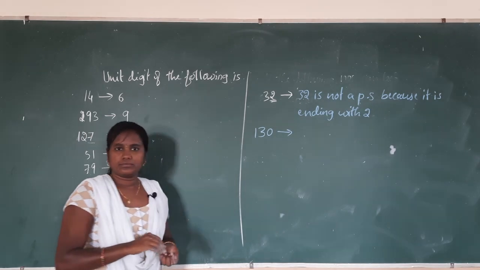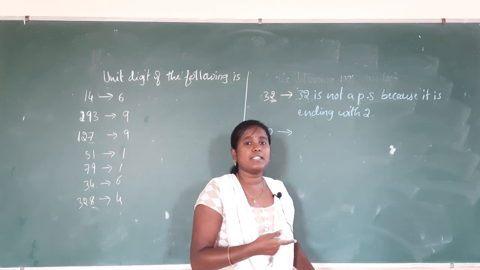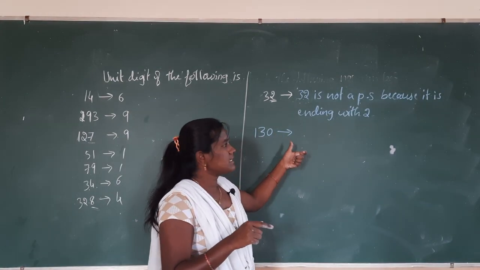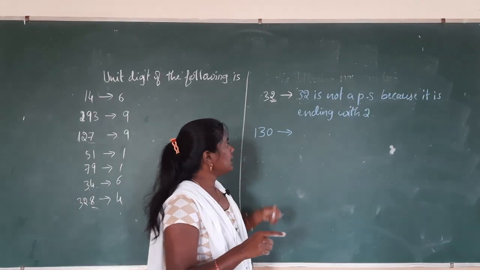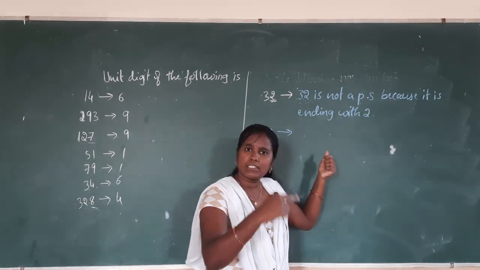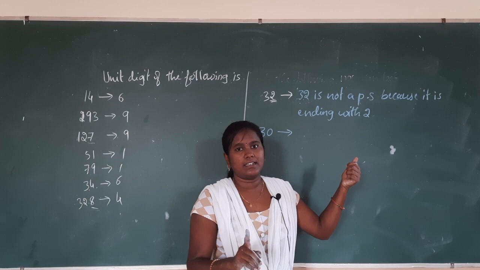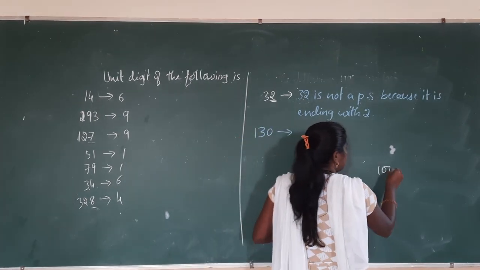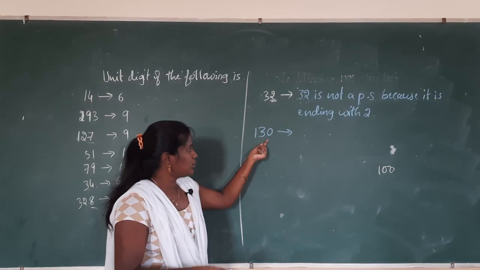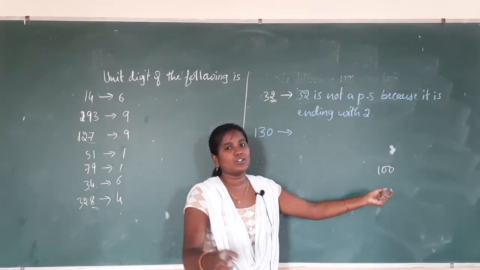Then if you take another number, 130, is this 130 a perfect square? As I observed, you people wrote that 130 is not a perfect square because it is ending with 0. Is it correct? Can we say that? No, we can't say that, because we know that 100 is a perfect square which is ending with 0. So if you observe these two, this is also ending with 0 and that is also ending with 0, then how can you say that the number is not a perfect square?